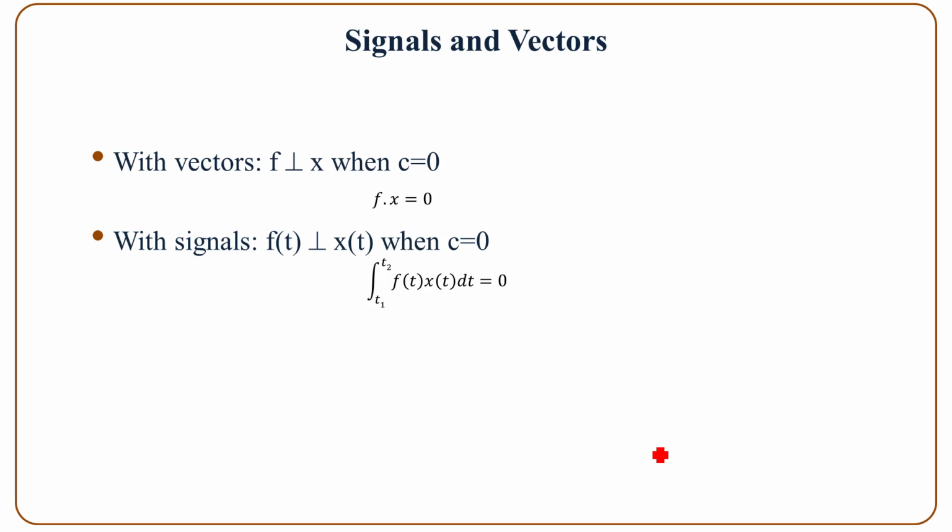So with vectors, f is orthogonal with x when c is equal to 0, and with signals, f is orthogonal with x when c is equal to 0 as well. And this is because we have this in the previous slide, the integral of f of t times x of t dt from t1 to t2 is equal to 0.